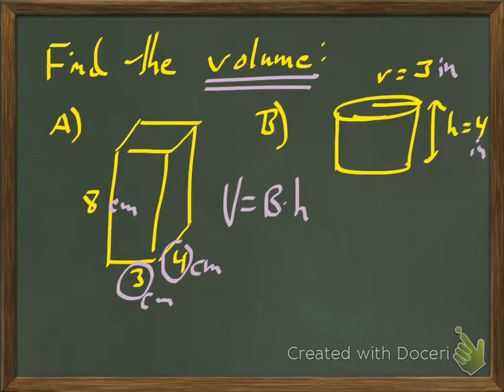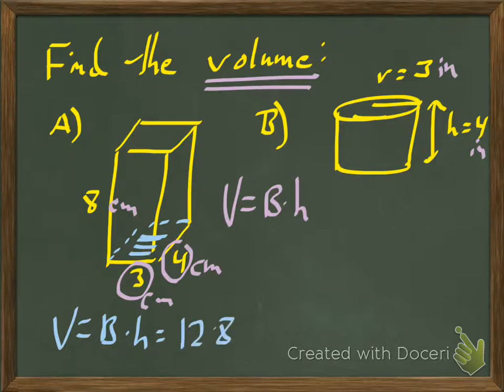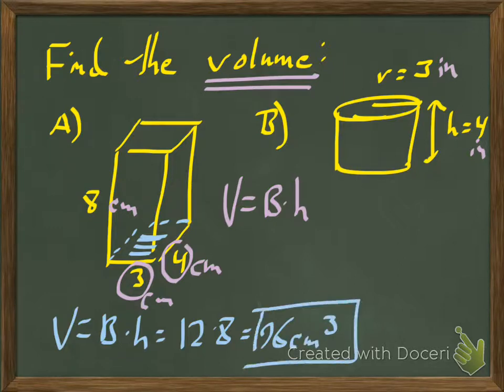All right, so let's go ahead and do these. So the volume here is base area times height, right? What's the base area? Well, if it's a 3 by 4 rectangle, what's the area? You just multiply 3 times 4. Yeah, 12. Times the height, which is 8. And 8 times 12 is 96. And this was in centimeters, so it's centimeters cubed. That's the whole problem.